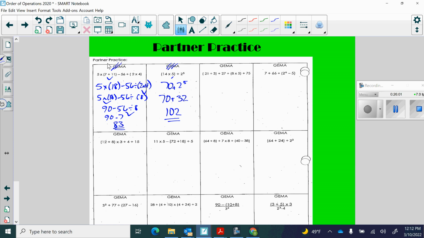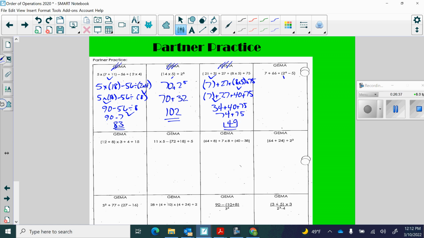The last problem. Groupings. I've got 2 of them on this one. 21 divided by 3 gives me a 7. Plus 27 plus 8 times 5 plus 75. I have an additional grouping on this side. 7 plus 27 plus 40 plus 75. I don't have any exponents, don't have any multiplication on this one, so we're just adding left to right. Gives us 34 plus 40 plus 75, 74 plus 75, or 149.